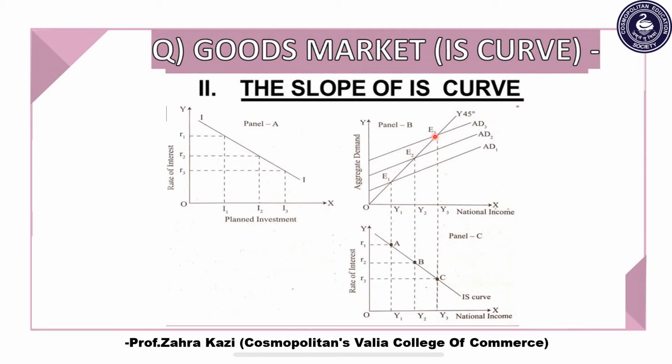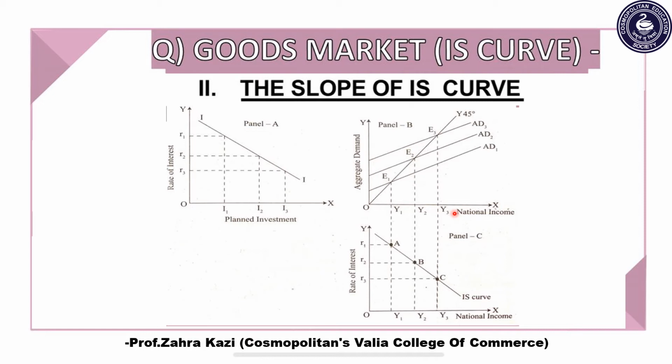Look at panel B, that is from AD1 to AD2 to AD3, followed by the increase in the level of equilibrium from E1, E2 to E3. Thus we say that for the goods market to be in equilibrium, a fall in the rate of interest, accompanied with the rise in the level of income, that is from Y1 to Y2 to Y3, is necessary. Only then we say that the goods market will be in equilibrium.